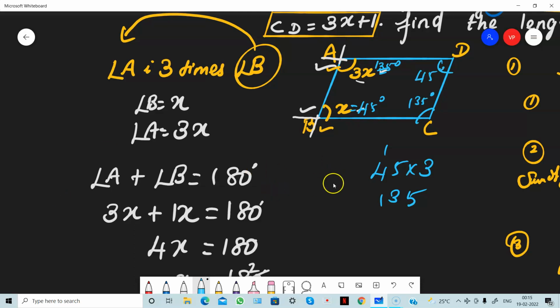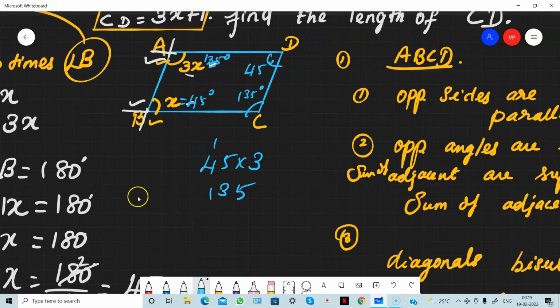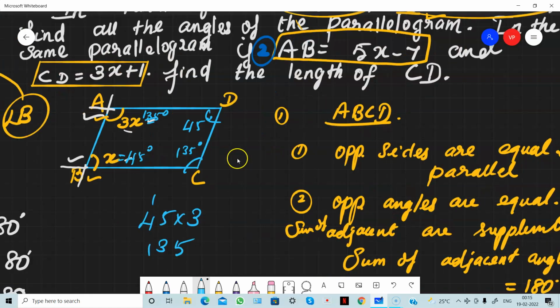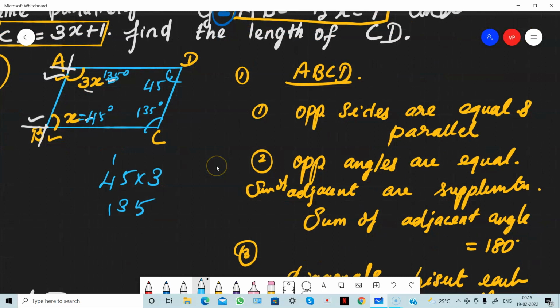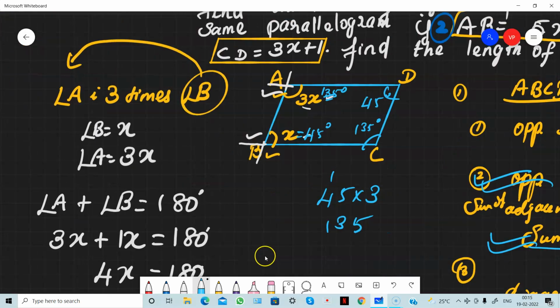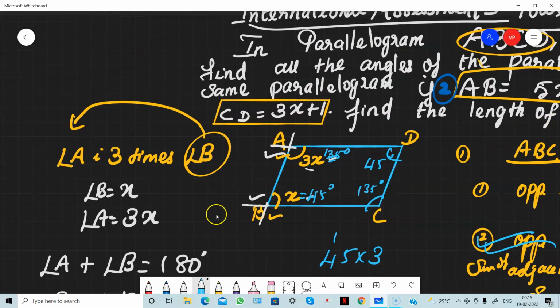How do you write this? Because we know opposite angles are equal. Okay. So what do you know about the properties? Consider angles. Opposite angles are equal. Look at this one. Opposite angles are equal and the sum of adjacent angles is 180 degrees. So we have used this property to find the angles. So we find all the angles, right students? Yeah. Now go to the sides.